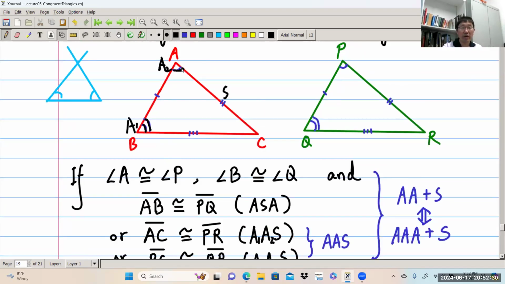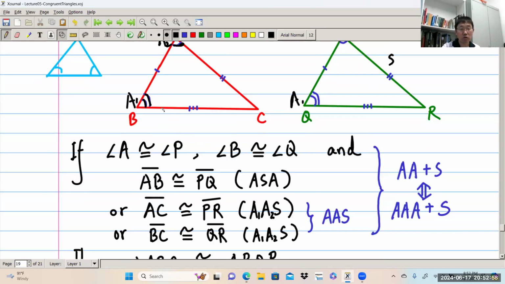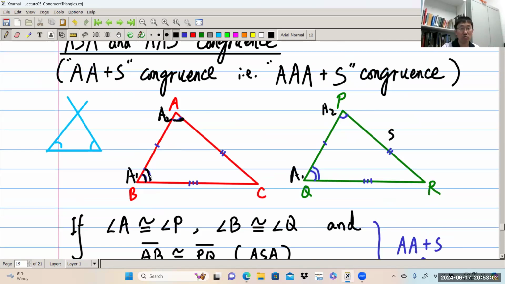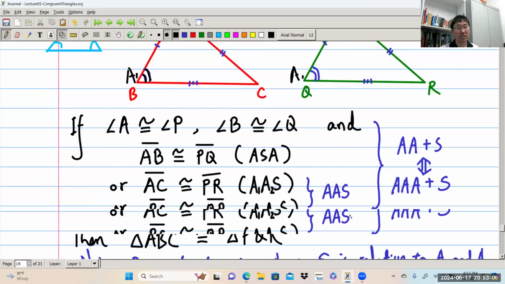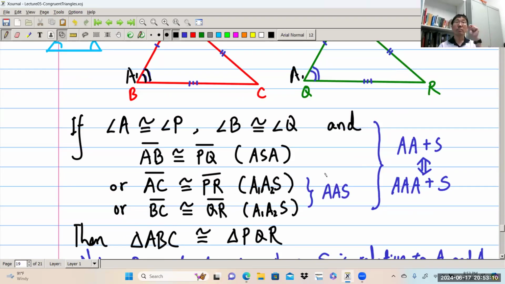We know angle A is congruent to angle P, angle B is congruent to angle Q. Now, how do we prove these two triangles are congruent? If I know AC is congruent to PR, then we have the so-called A1, A2, S case, AAS. Then we can claim these two triangles are congruent. Or, if you are given BC congruent to QR, you can read this as A2, A1, S. Again, that's the AAS case. Do you agree? So pay attention to the position of that S. It may be between two angles, or it may be opposite to one particular angle, either A1 or A2. But in either case, we have AAS.